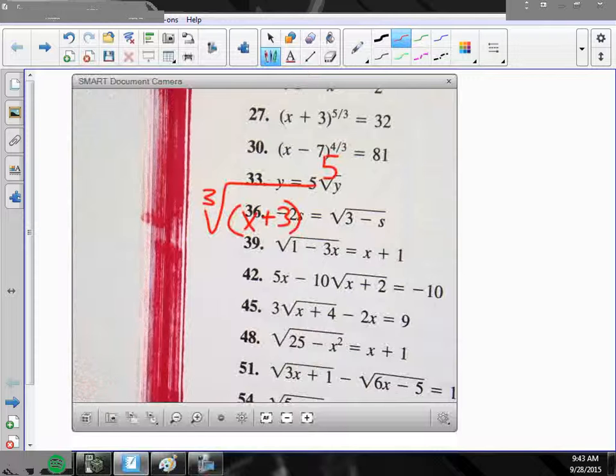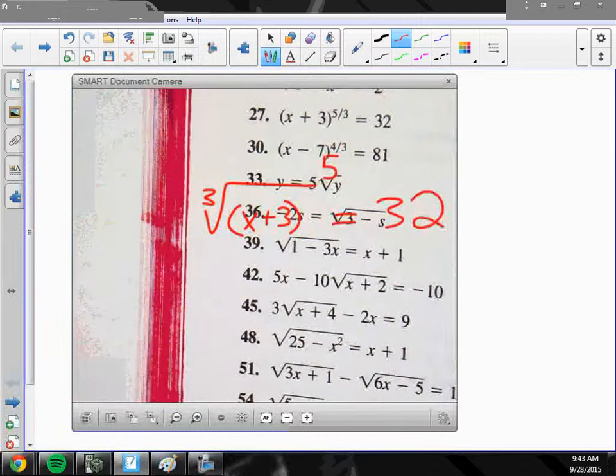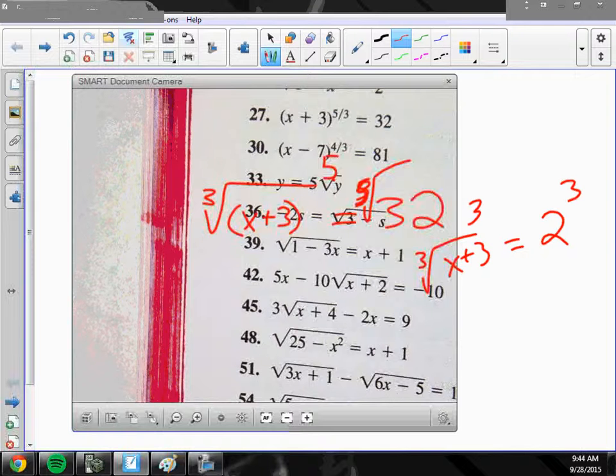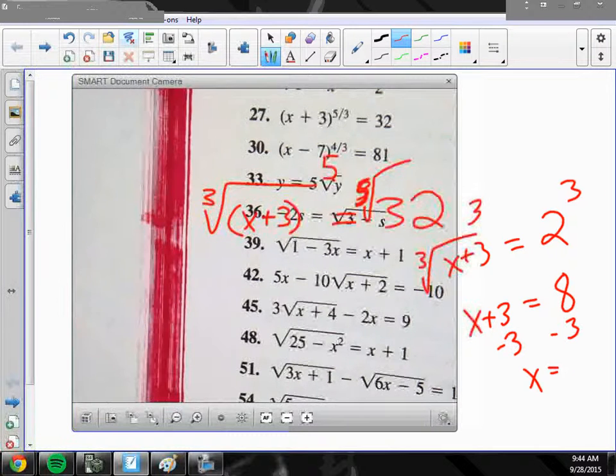Okay? So if this equals 32, how do we undo the fifth power? The fifth root. Does 32 have a fifth root? Oh, sorry, fifth root. It's 2. 2 to the fifth is 32. So we have the third root of x plus 3 equals 2. Now what? Cube it. So x plus 3 equals 2 to the third, which is 8. We subtract 3. X equals 5.